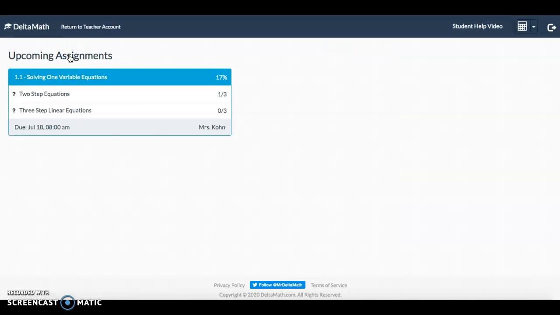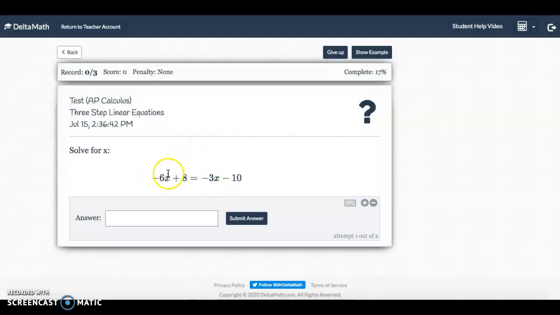If I go back, notice now I have completed one question correctly out of the assignment and one out of this section. That means I've completed 17% of the assignment. And so once I complete 2 more questions in here, I could move on to my 3-step linear equations and do the same thing and work through problems that way.